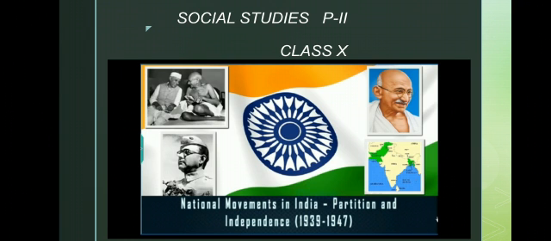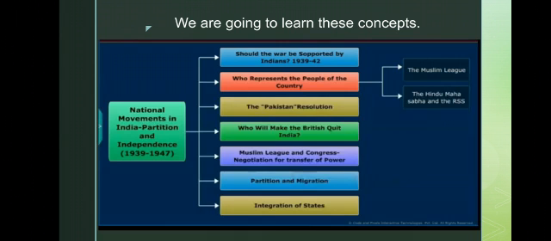Do you know, children, the final phase of the national movement, that is from 1939 to 1942, is considered very crucial in the context of the independence movement. The people of the country faced difficult situations because of the Second World War and the ongoing struggle to make India free from colonialism. These are the very important concepts which we have to learn in this chapter.